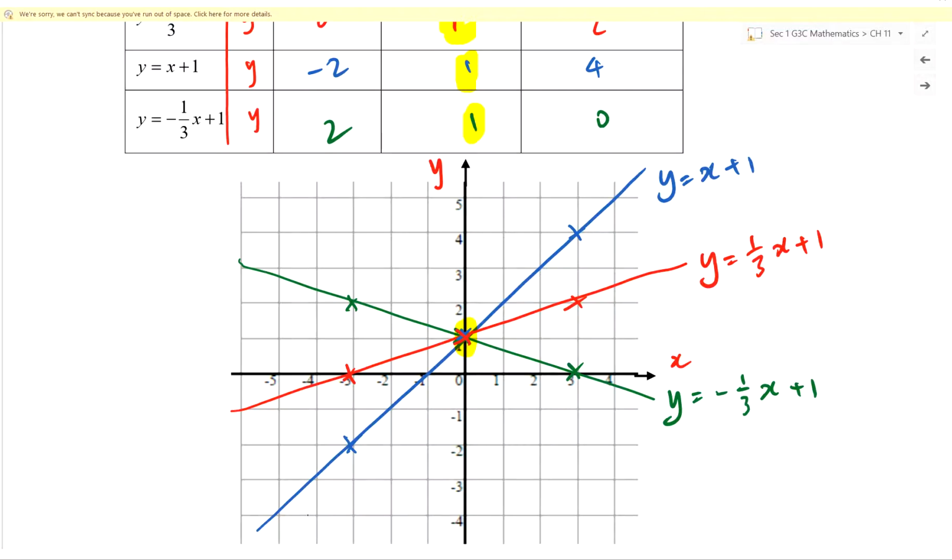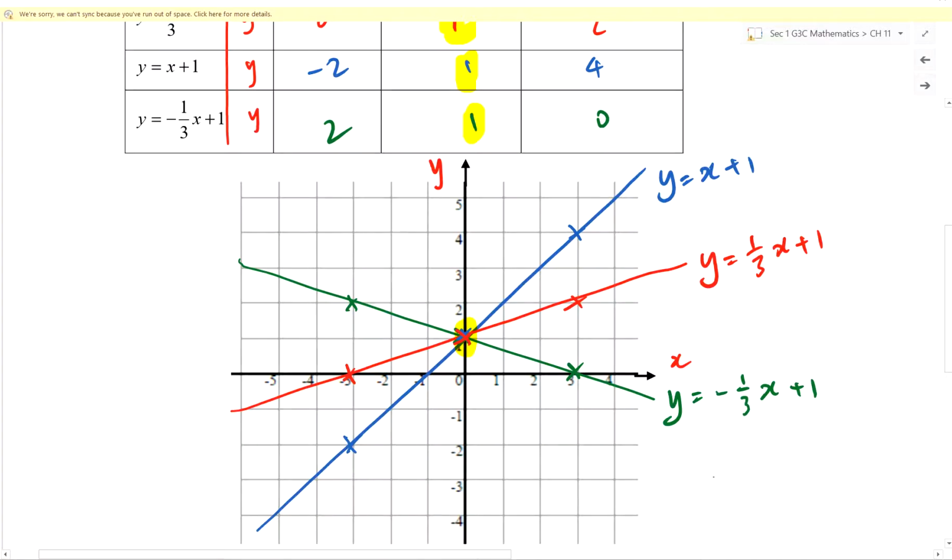Whether the coefficient of x is positive or negative. Do you think so? So based on what Sean said, what does a positive coefficient tell us about the slope? Yeah, positive coefficient. Look, this is positive 1, this is positive 1/3. If it is positive 1, positive 1/3, it will go upwards. What about negative? Then it will go downwards.